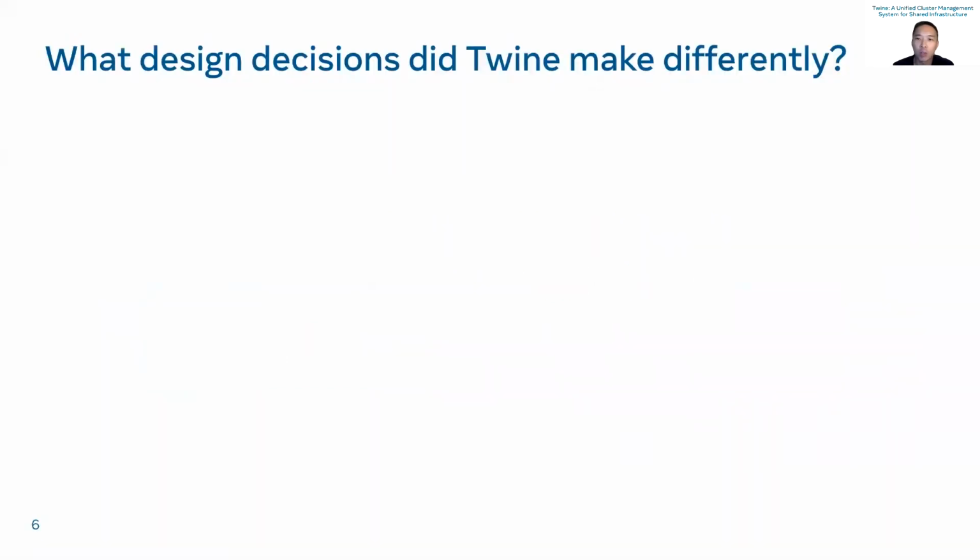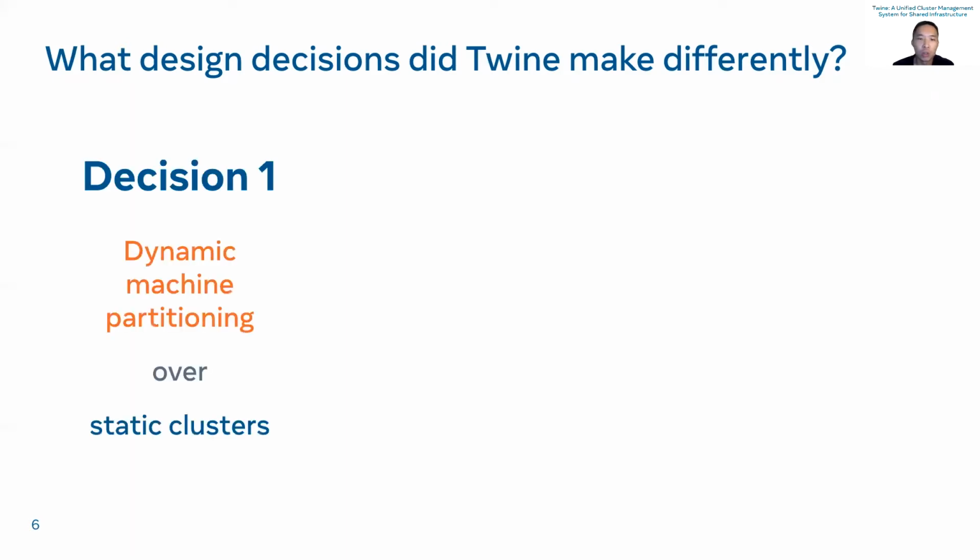Twine is our cluster management system and has been running in production for the past 10 years. Over the past decade, we made 3 key design decisions that distinguish it from other cluster management systems. The first decision is that we dynamically partition machines in a data center region instead of using static clusters. This helps us improve efficiency and perform fleet-wide optimizations.